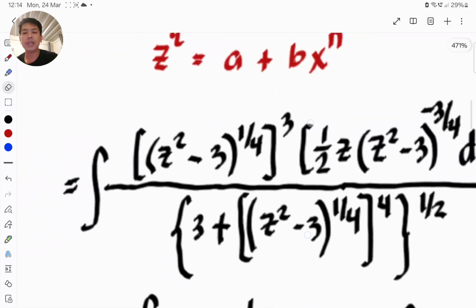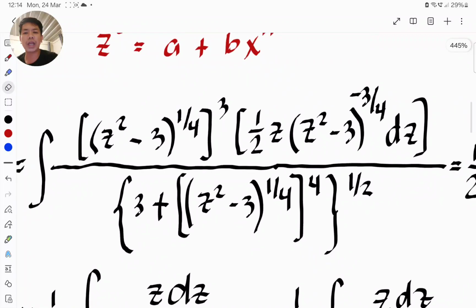From the equation, class, we have x cubed dx all over the square root of 3 plus x to the 4th.